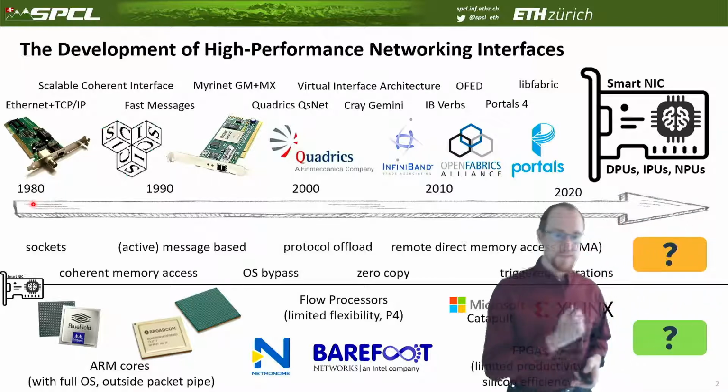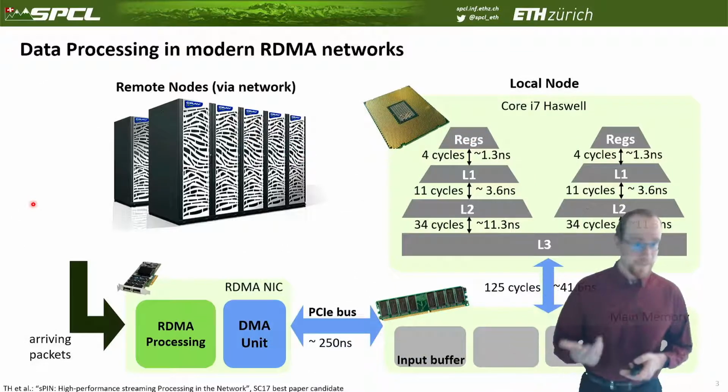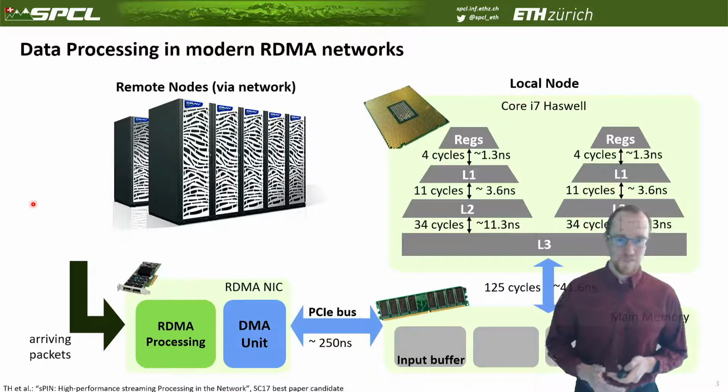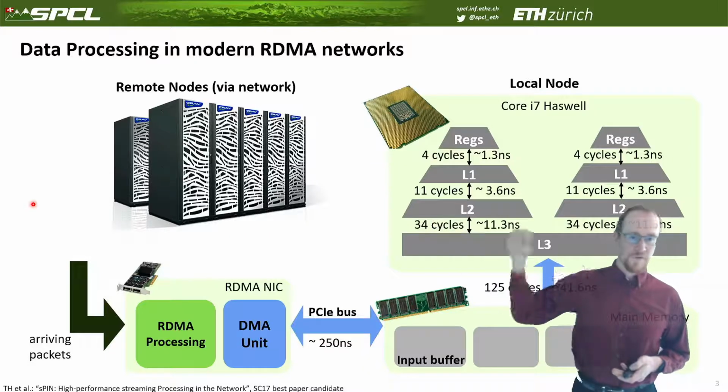But what is coming next? Well, what's coming next is really what I want to talk about. But I first want to motivate this SPIN model, of course. I first want to motivate what RDMA is today, how we can improve it, and what the weaknesses of RDMA are. So RDMA today, we have a network, as you can see on the left side.